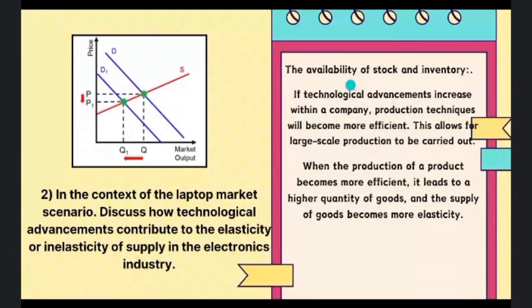If technological advancement increases within a company, production techniques will become more efficient. This allows for large-scale production to be carried out. When the production of a product becomes more efficient, it leads to a higher quantity of goods and the supply of goods becomes more elastic.